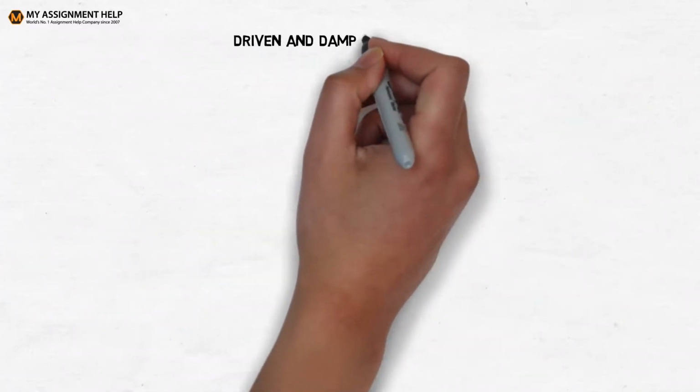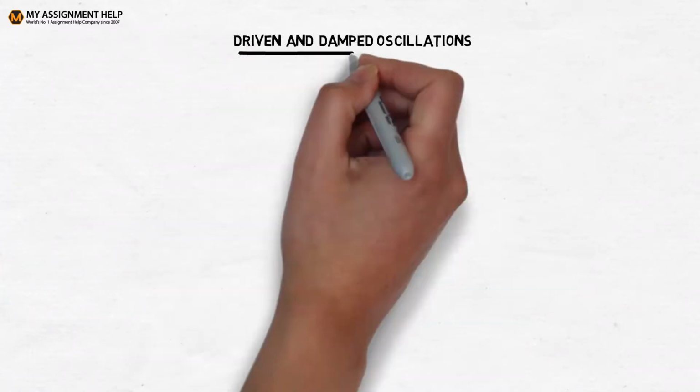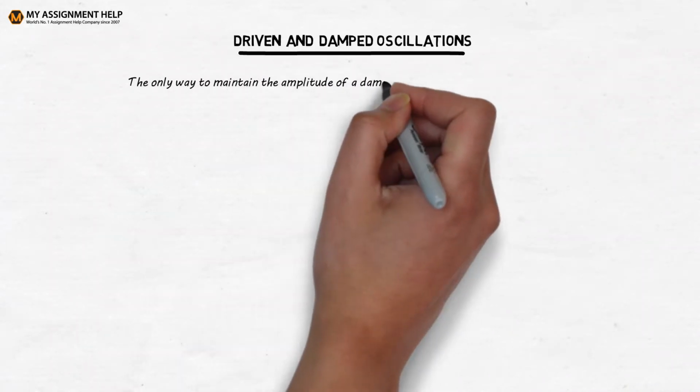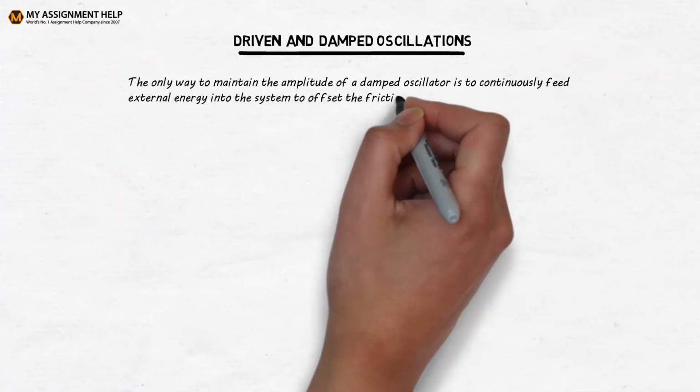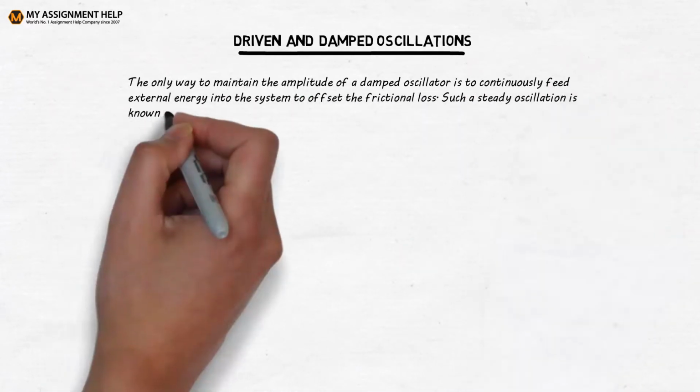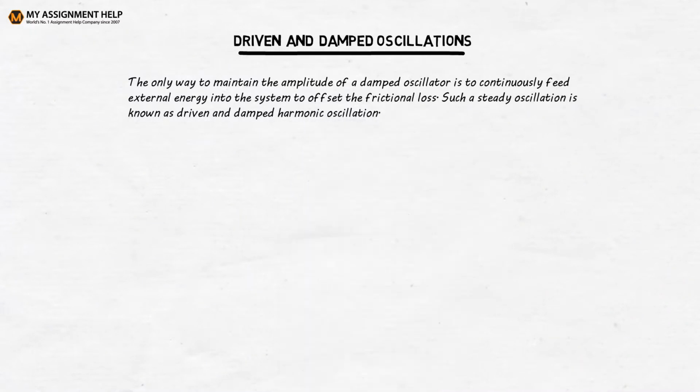Driven and damped oscillations. The only way to maintain the amplitude of a damped oscillator is to continuously feed external energy into the system to offset the frictional loss. Such a steady oscillation is known as driven and damped harmonic oscillation.